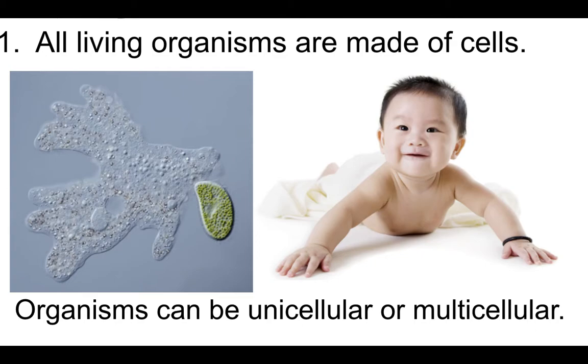So all living organisms are made of cells. That means just what it says. Organisms can be unicellular or multicellular. So we have 2 unicellular organisms on the left. We have an amoeba that's about to engulf another unicellular organism. And of course, babies, like all humans, are multicellular, made of many cells.